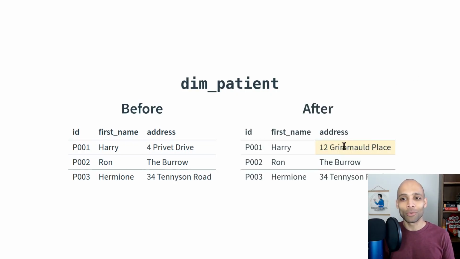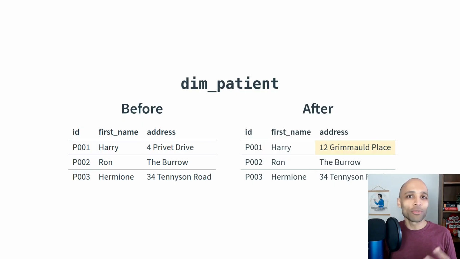We would simply replace the address with 12 Grimald Place. This approach gives the current state of the dimension, but we lose historical records. And when the CFO inevitably asks for a historical report, we're cooked. We have no way of knowing where Harry lived before 12 Grimald Place.